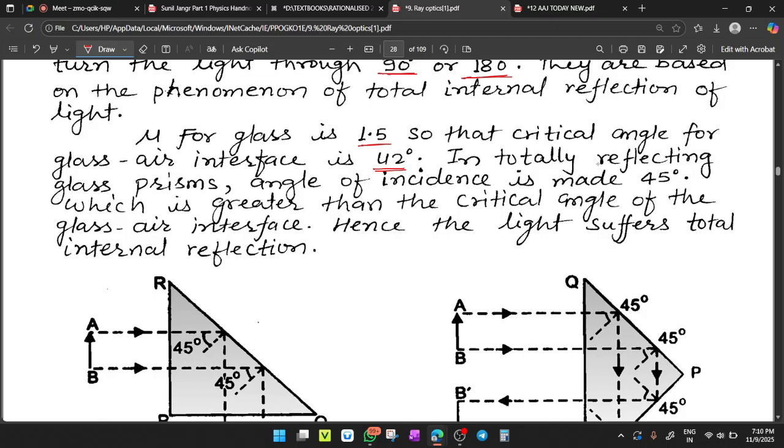The same thing happens here. In a totally reflecting glass prism, the angle of incidence is made 45 degree. Why 45 degree? Because 45 degree is greater than 42 degree, which is the critical angle of the glass-air interface, right? Glass to air, as the light has to travel from denser to rarer. Hence the light suffers total internal reflection.